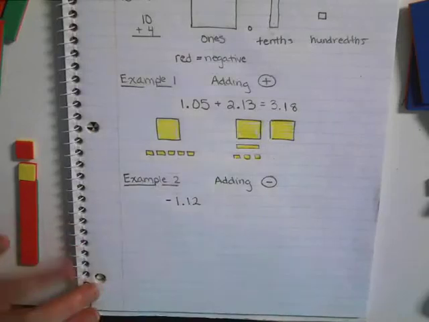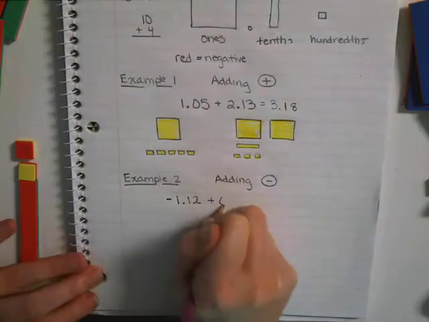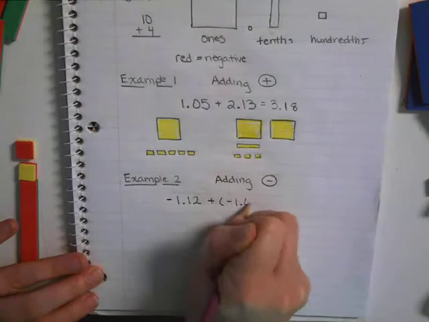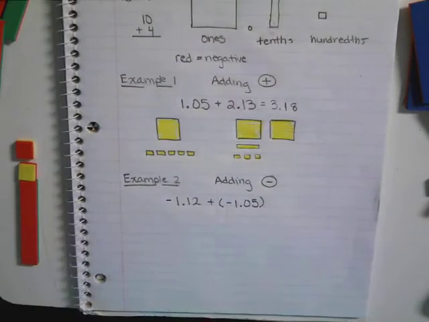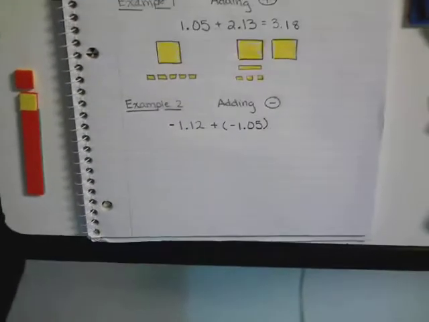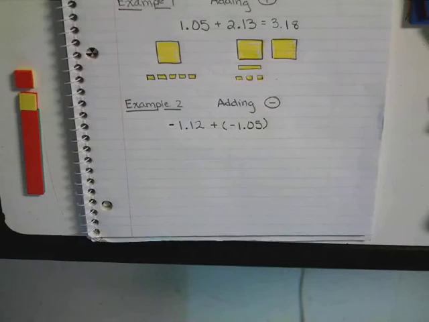-1 and 12/100 plus -1 and 5/100. Is my answer going to be positive or negative? Why would my answer be negative? Because you're only adding negative numbers. I'm only adding negative numbers. I have negatives and then I'm adding more negatives to it.